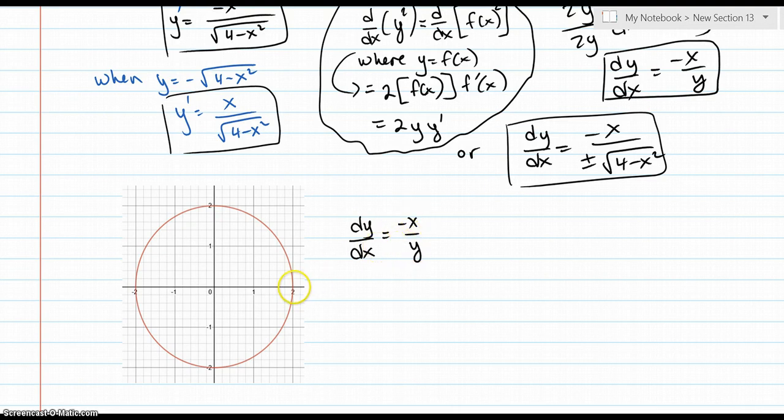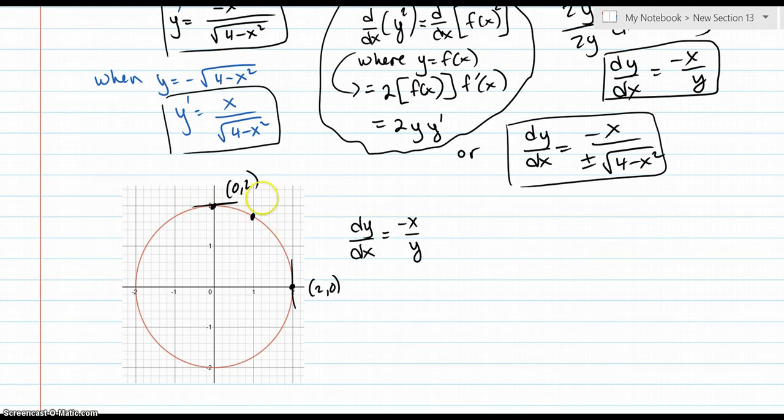So when we have y is 0 at this point, (2, 0), we see that the slope of the tangent line is undefined. At this point, (0, 2), we see the x is 0. The slope of the tangent line is 0. That makes sense. Let's just do a point right here.